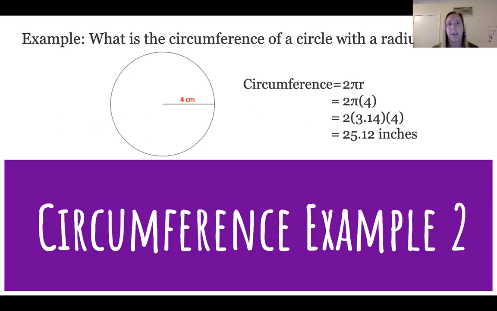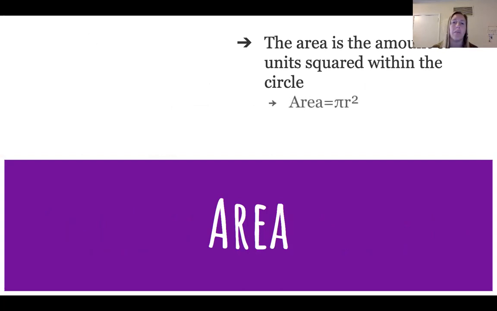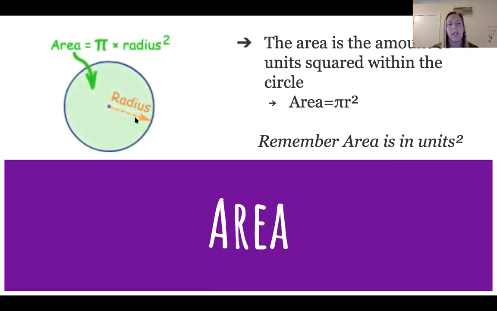Now, our other thing we can calculate is area. This is the amount of units squared within the circle, so the amount of space to fill a circle. We're going to use pi times our radius squared. And again, area is going to be squared units. So squared inches, squared feet, squared yards, squared units. But we're just figuring out what is this light green space within our circle to find our area.